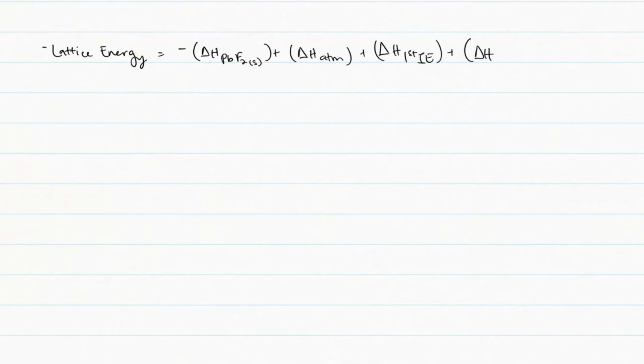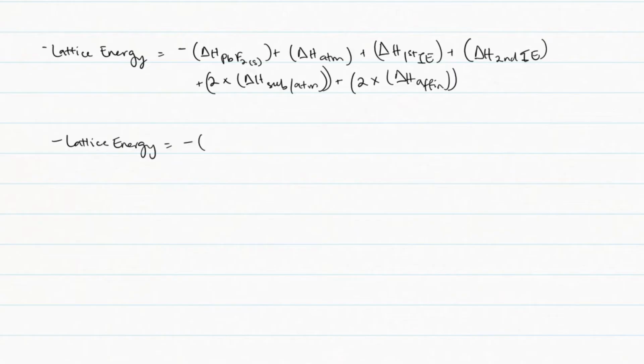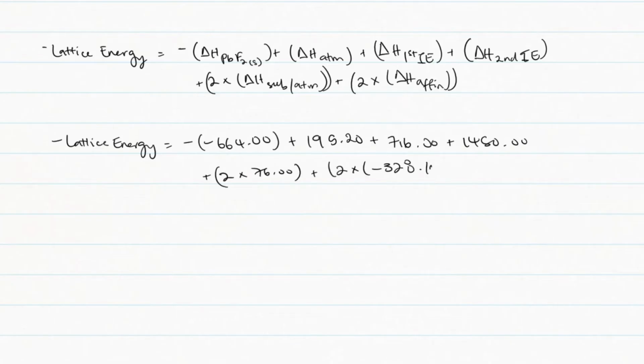Negative lattice energy is equal to negative enthalpy of formation of lead fluoride plus the enthalpy of atomization of lead plus the first ionization energy of lead plus the second ionization energy of lead plus 2 multiplied by, please note, the enthalpy of atomization of that fluorine molecule, simply because you'll get 2 fluorine atoms, and 2 times the electron affinity of that fluorine.